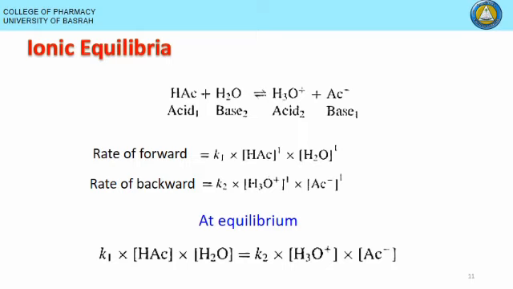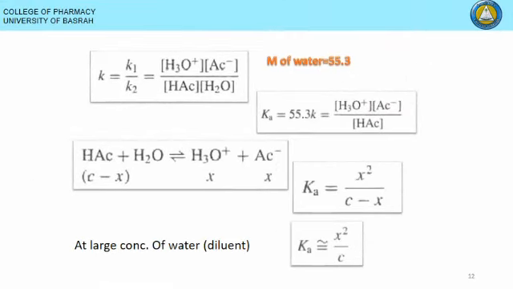What is the meaning of ionic equilibria? Equilibria means equilibrium, and we arrive at it when the rate of forward reaction is equal to the rate of backward reaction. So at equilibrium, we can have this equation. Substituting the equation with the constant of the water concentration, which is equal to 55.3, we finally arrive at this equation, that Ka, the acidity dissociation constant, is equal to the concentration of both dissociated ions, the H3O plus multiplied by the acetate ion concentration, divided by the original concentration of the acid.